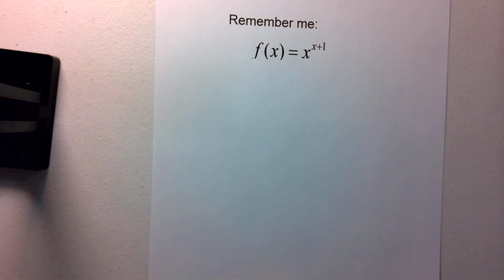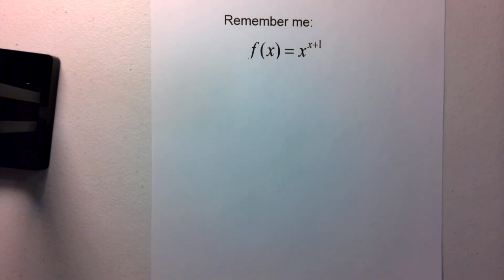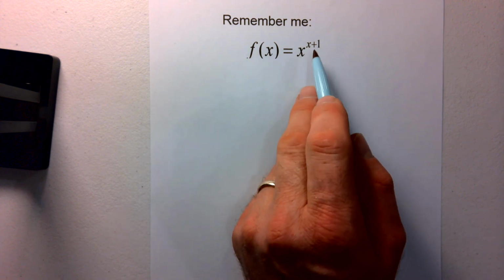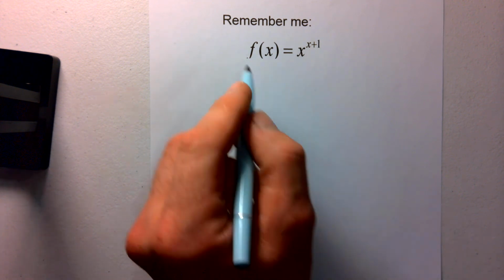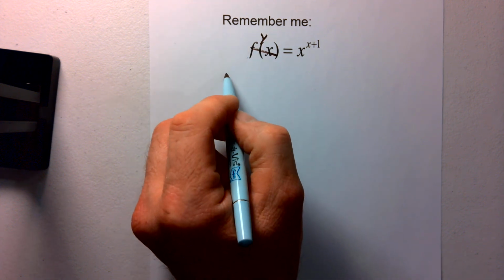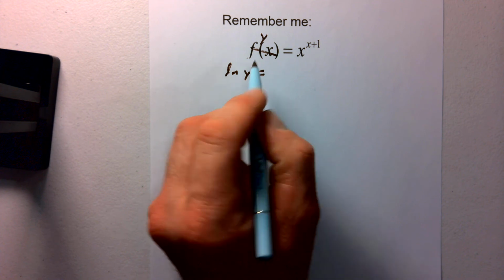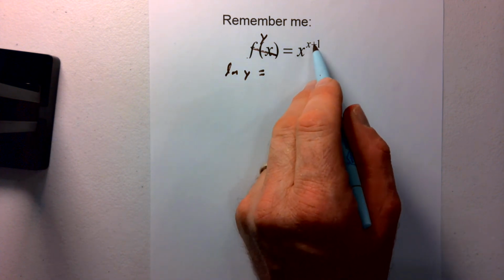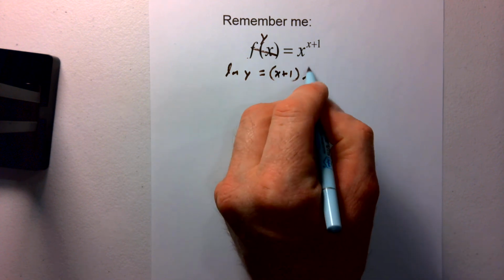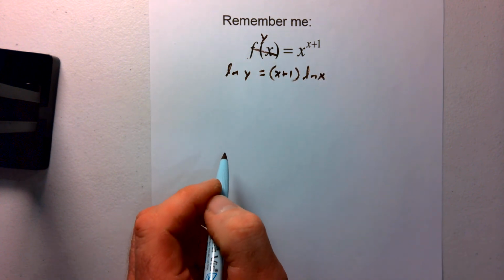I have one last one. Remember this one? We've talked about this one a little bit. So we have x to the x plus 1. Remember how to find the derivative? How do we find that derivative? I'm going to go ahead and change this again to my y. I'm going to take the natural log of both sides. So natural log of y equals, if I take the natural log of this side, I can bring this exponent to the front. So I have x plus 1 times natural log of x.